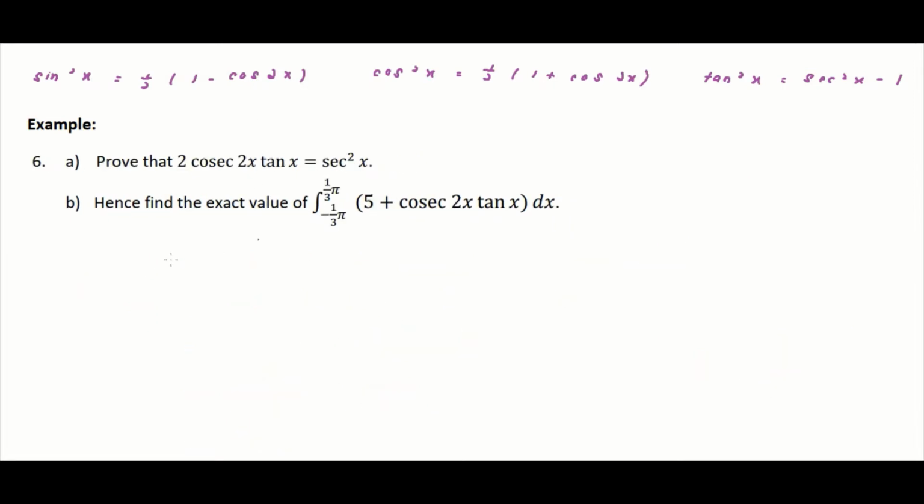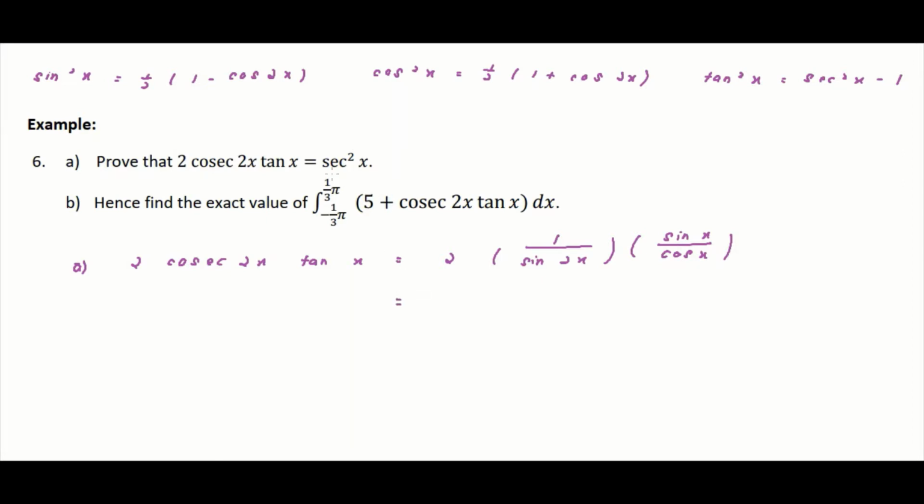Number 6. This is a combination between trigo questions and integration questions. Prove that 2 cosecant 2x tangent x equals secant square x. Let's start with the left hand side. 2 cosecant 2x tangent x. For us to achieve secant square x, we might need to rearrange it. Cosecant 2x means I have 1 over sine 2x. For tangent, we can change it into sine x over cos x.